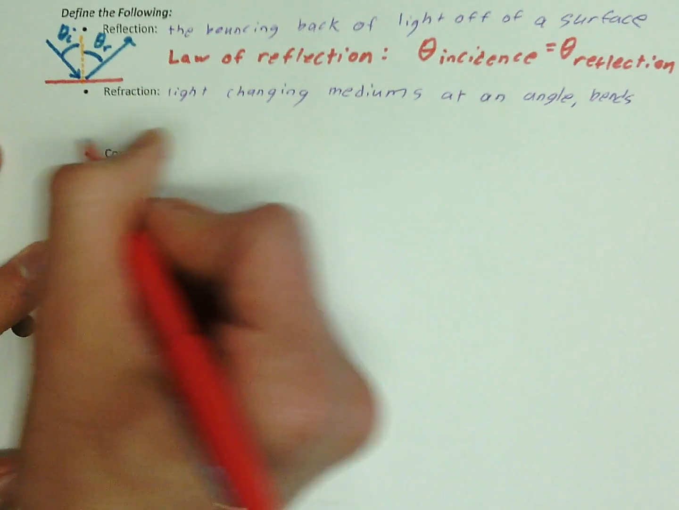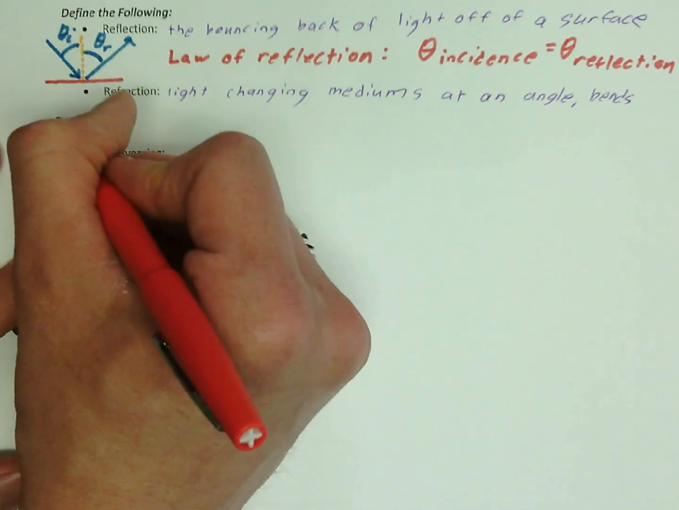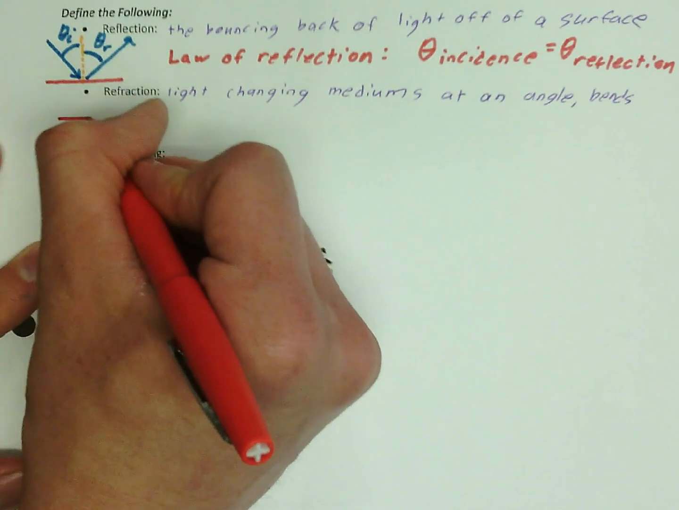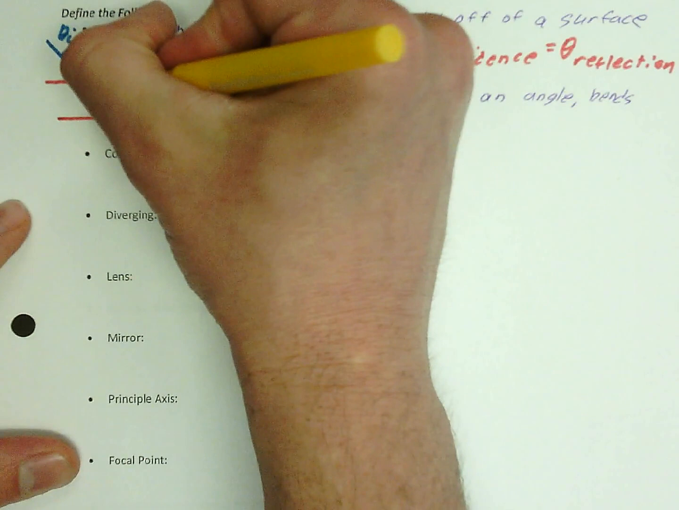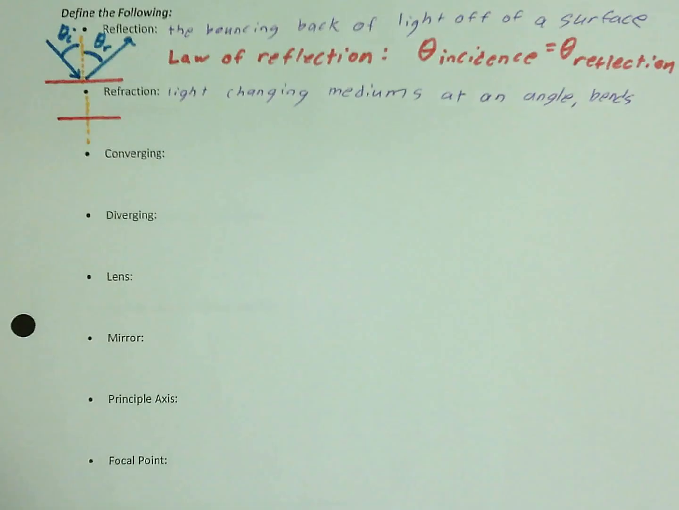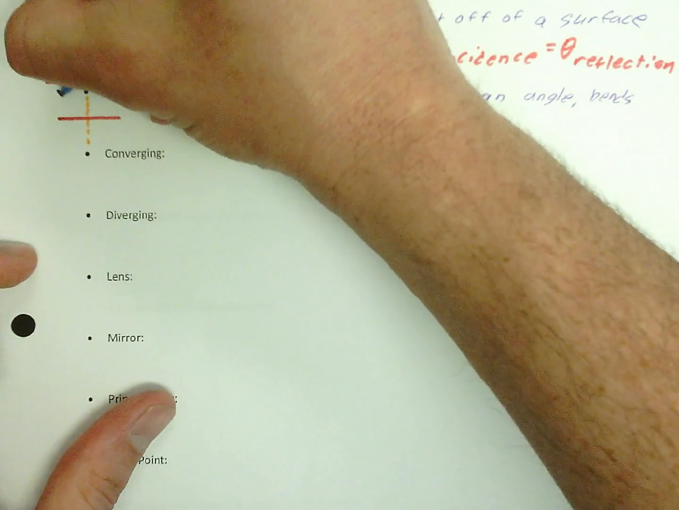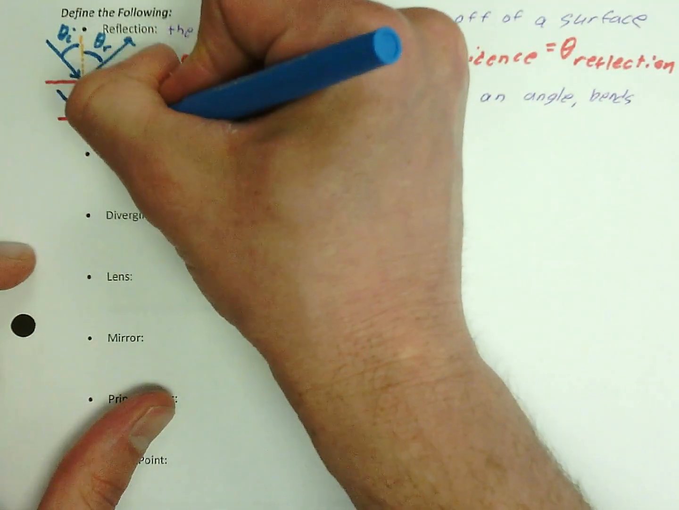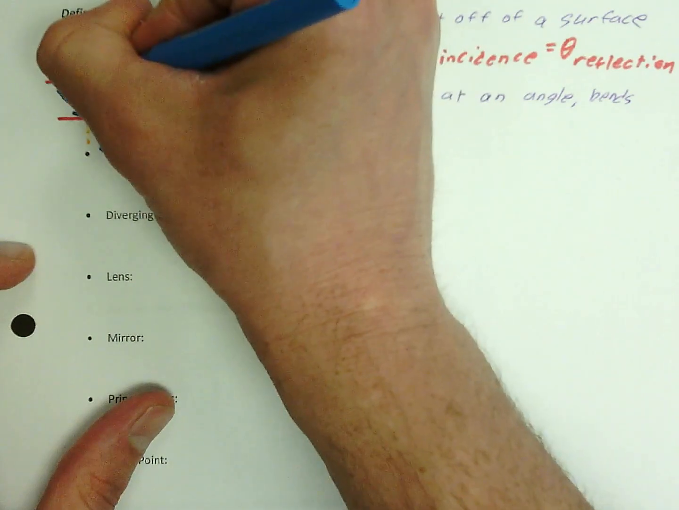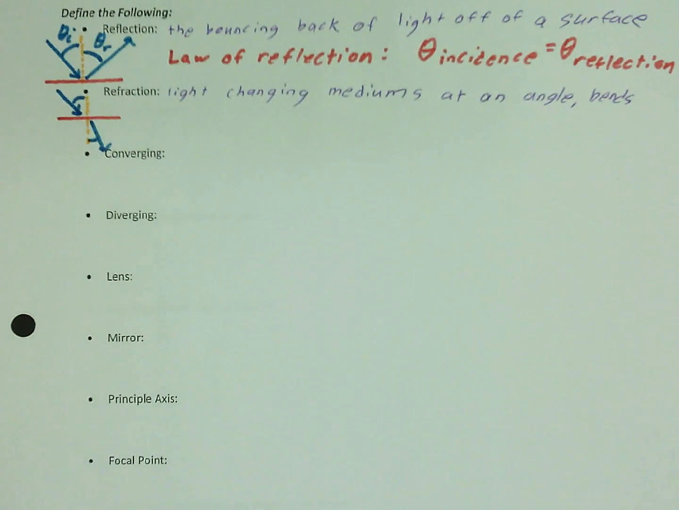Again, here's an image of it. So if you have some surface, and again, you've got some normal line. The light comes in, but then it bends. So the angle it comes in and the angle it comes out are not the same.